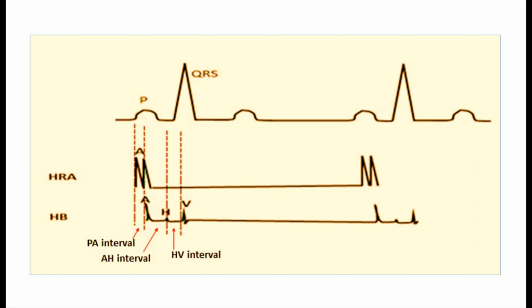This schematic shows the PA interval, intraatrial conduction time, measured from the start of the P wave in the surface ECG, or the A wave in the HRA tracing, to the start of the A wave in the HB recording. The AH interval, AV node conduction time, measured from the start of the A wave to the H wave in the HB tracing. And the HV interval, intraventricular conduction time, measured from the start of H wave to the start of V wave in the HB tracing.